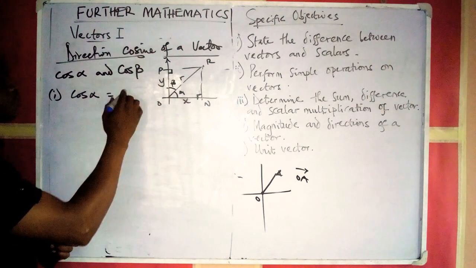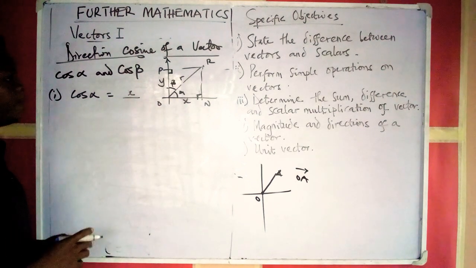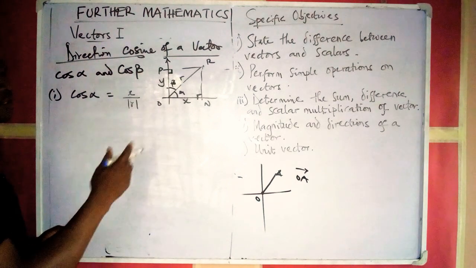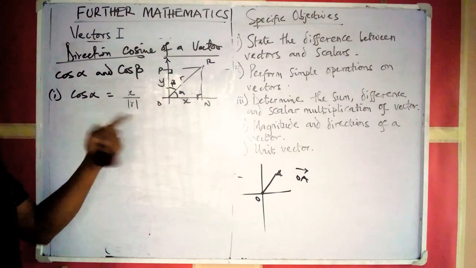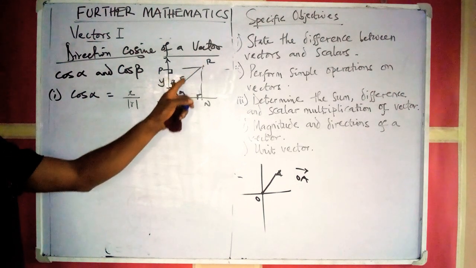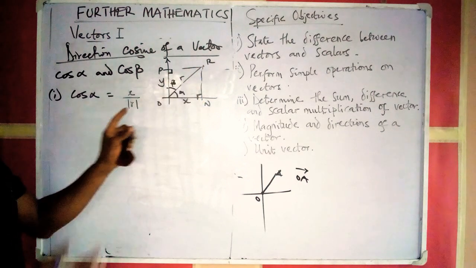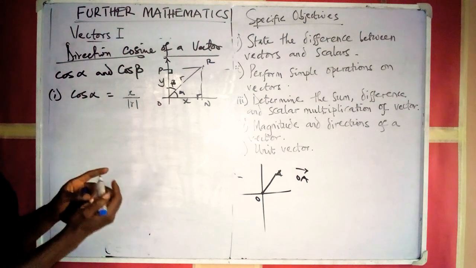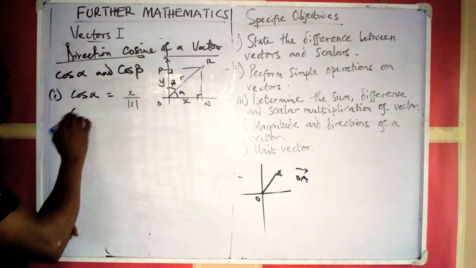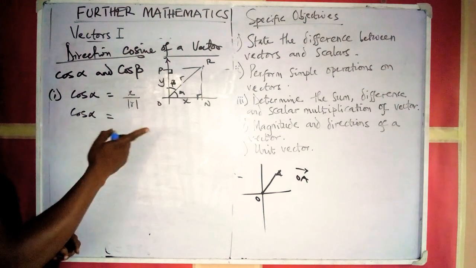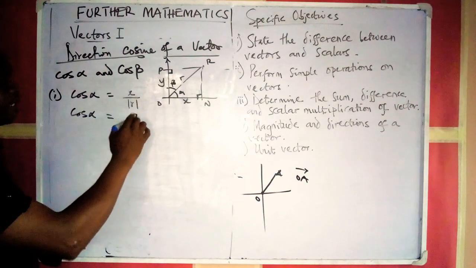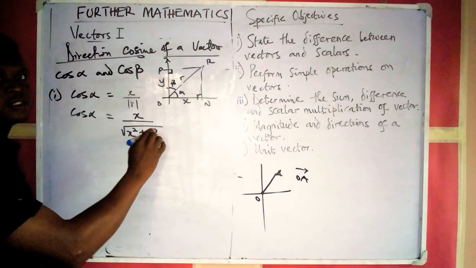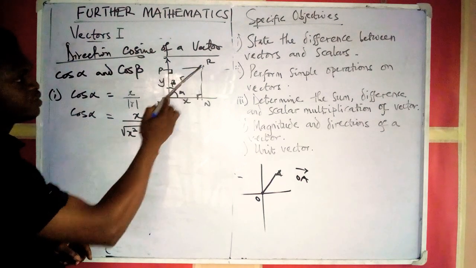The adjacent side of this triangle is what? x. While the hypotenuse is the modulus of the vector. Remember we said that when we obtain the modulus or magnitude of a vector, this magnitude OR can be obtained as the square root of x squared plus y squared. So this direction cosine in the x direction can be written as x over the square root of x squared plus y squared, because that's the hypotenuse of this right-angle triangle.